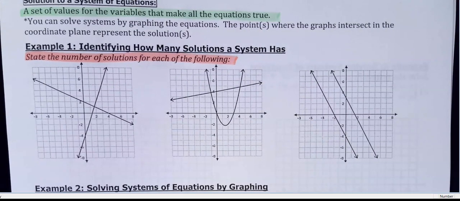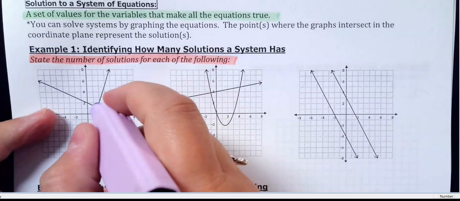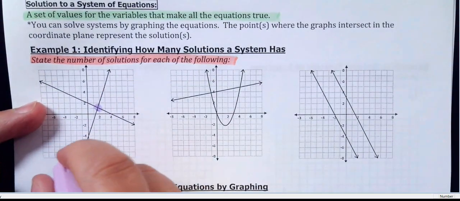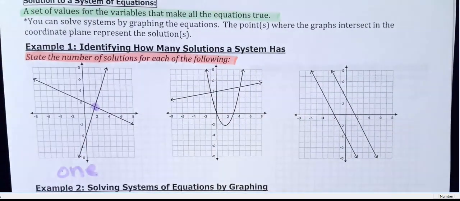If you're looking at a graph with two equations on it, what am I looking for in terms of a solution? What would that look like visually? Yeah, it's where they cross. If I look at that first picture, how many solutions do we have? Just one, right? We've got two lines and they intersect in one spot, so there would be one solution there.